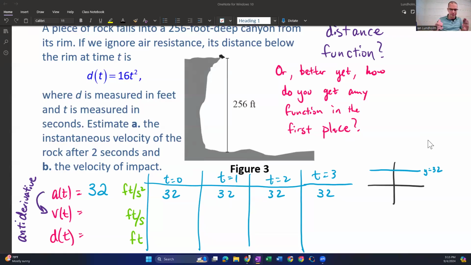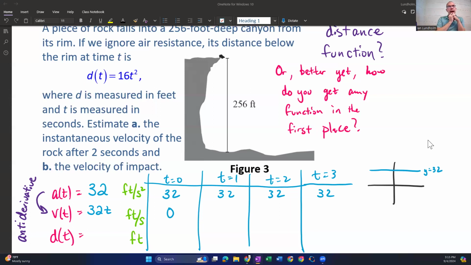I'm not going to necessarily explain how I get this number. We're taking an antiderivative, but this function ends up being 32t. Hopefully, when I list these numbers out, that'll make a little more sense. At t equals 0, when we haven't dropped the rock yet, the rock isn't moving, so its initial velocity is equal to 0 feet per second.